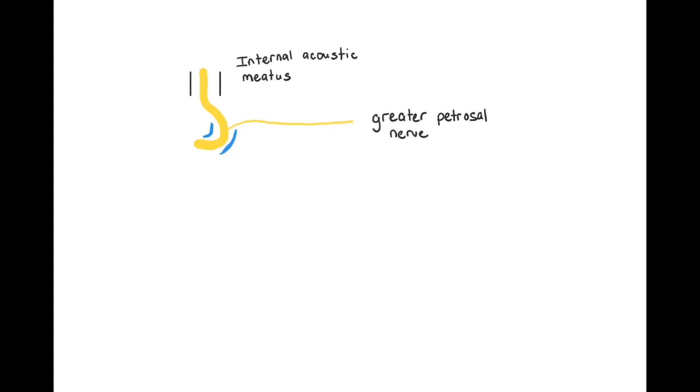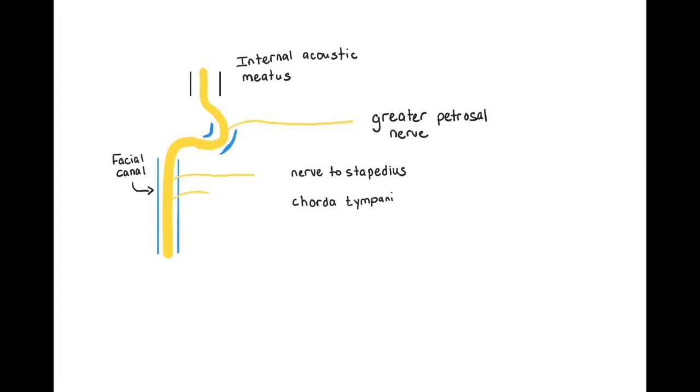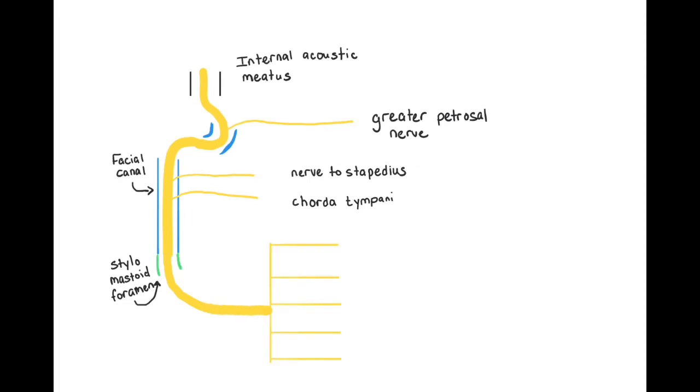The facial nerve will eventually enter into the facial canal. Within the facial canal, we're going to have two branches we want to be aware of. We're going to have the nerve to the stapedius muscle, and we're going to have chorda tympani. The facial nerve will exit the facial canal via the stylomastoid foramen. Below this, we are going to be innervating the muscles of facial expression.